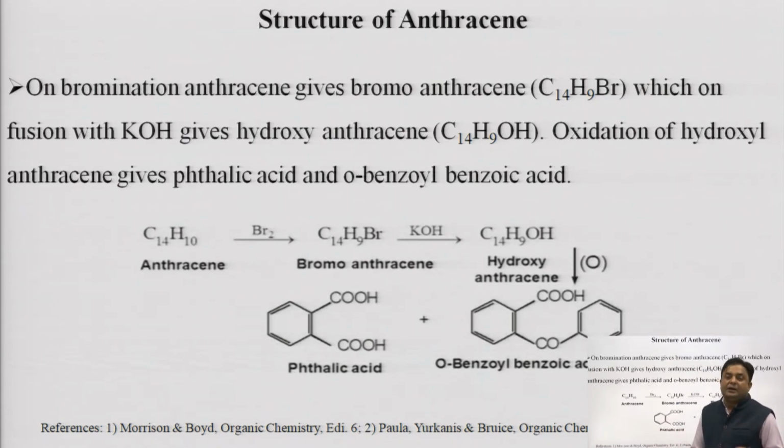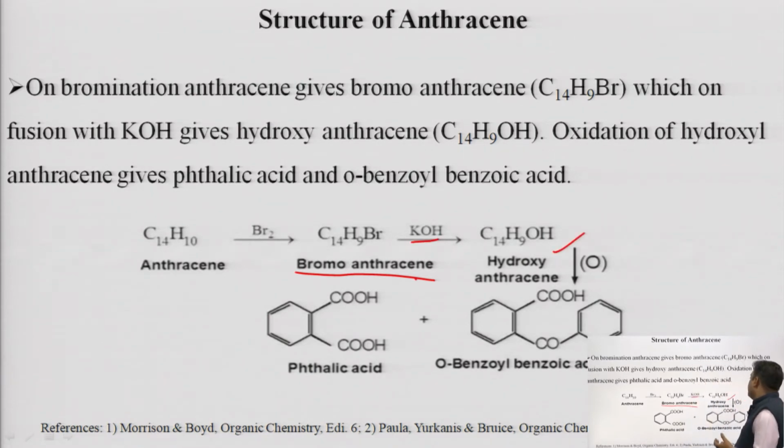elemental analysis and mass spectroscopy have been done, and both help us to establish the molecular formula. Now, we again have some synthetic evidence. When we go for the bromination of anthracene, we get bromoanthracene. That bromoanthracene in the presence of potassium hydroxide gives hydroxyanthracene, which on oxidation with a strong oxidizing agent gives orthobenzoyl benzoic acid and phthalic acid.